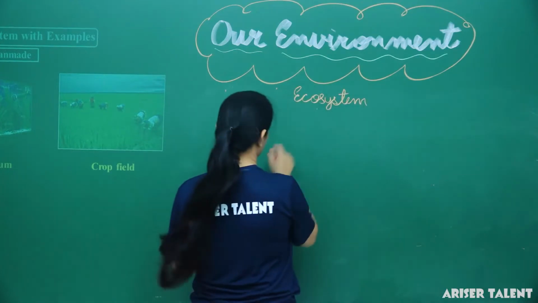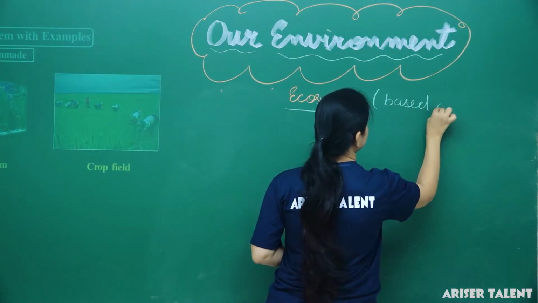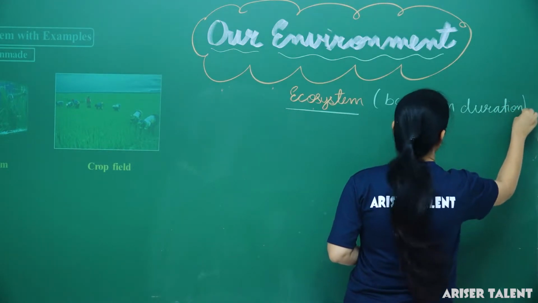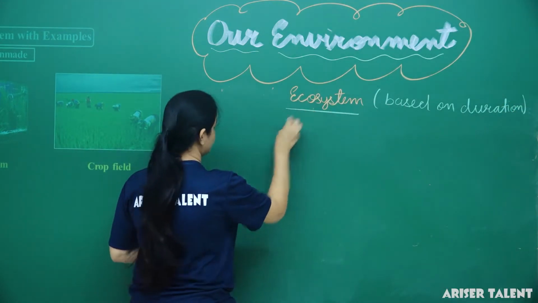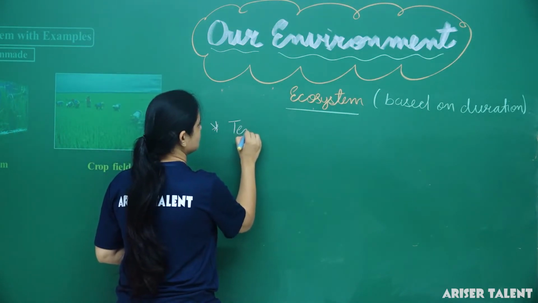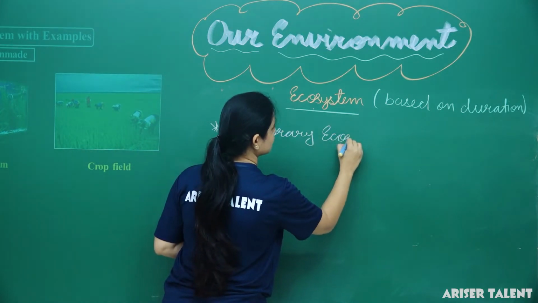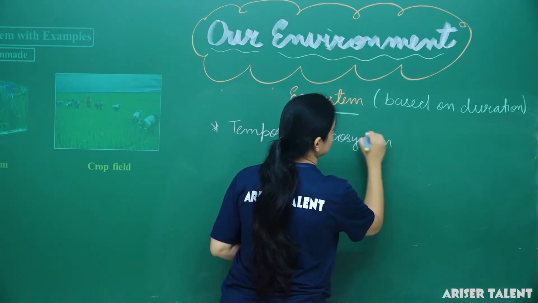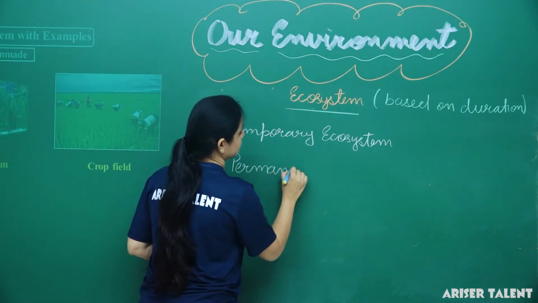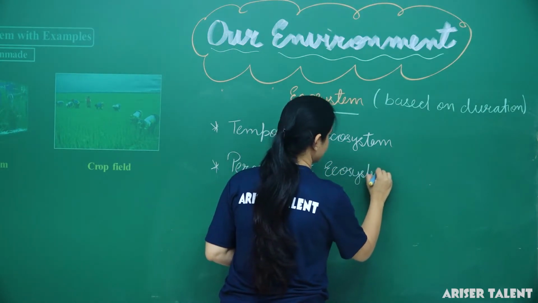Ecosystem based on duration. Okay, so ecosystem based on duration is of two types. What are they? Temporary ecosystem and permanent ecosystem. Okay.